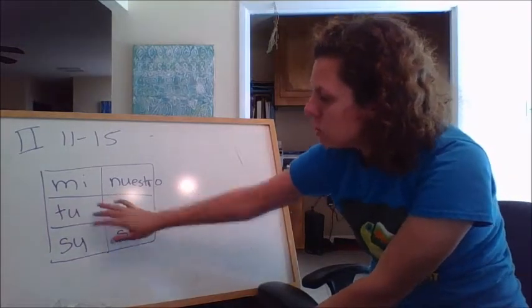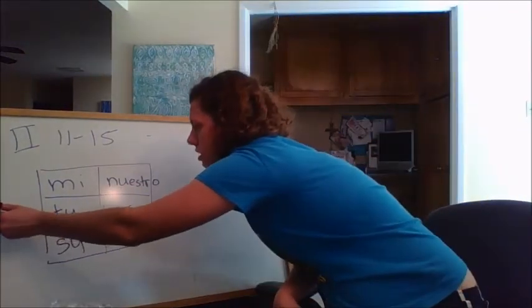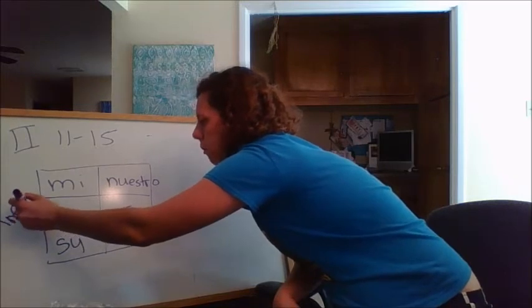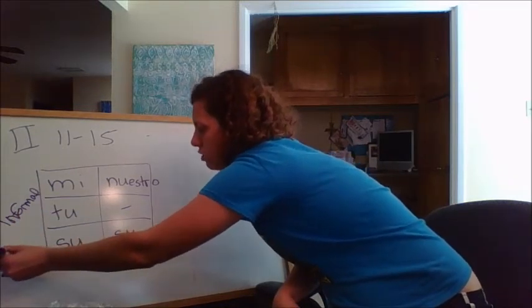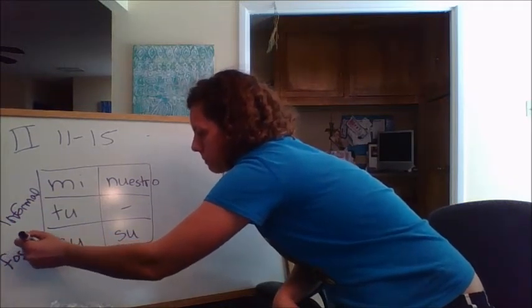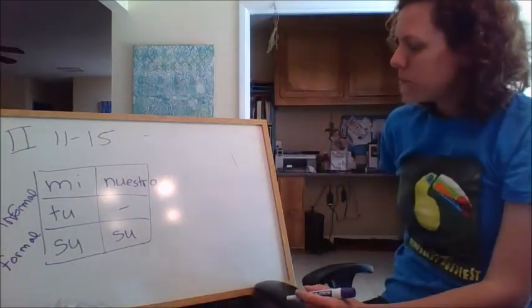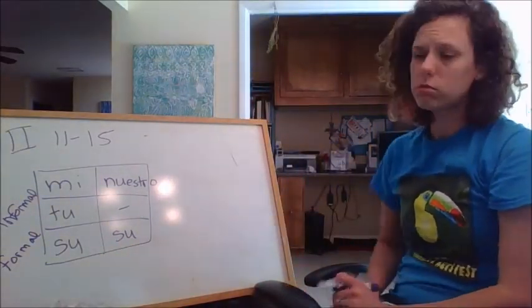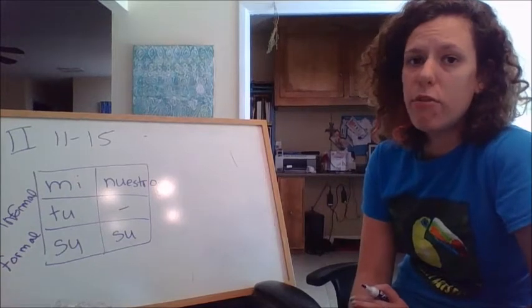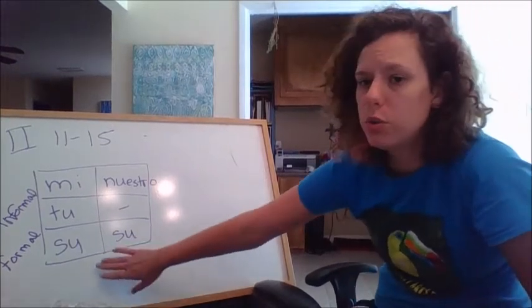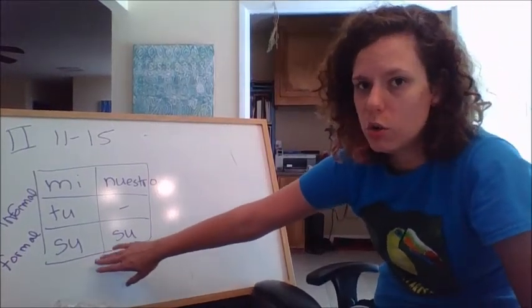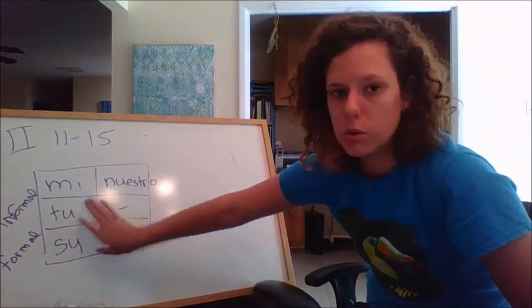But the difference between these two is that this one is informal and this one is formal. So if on the test you have something that says your and then formal, that's going to be su. And if you have something that says your informal, that's going to be tu. Okay?